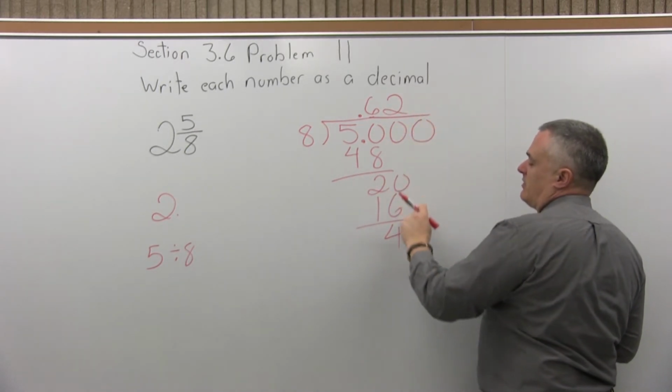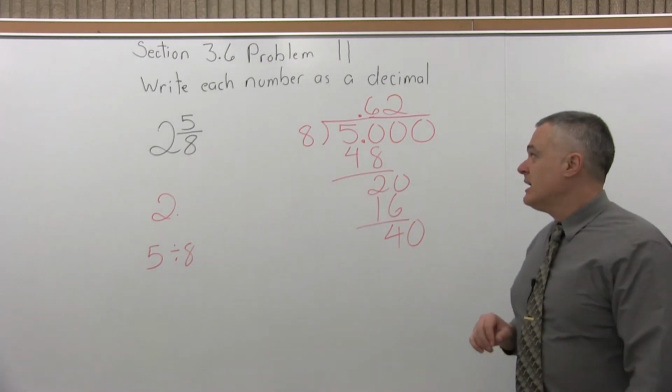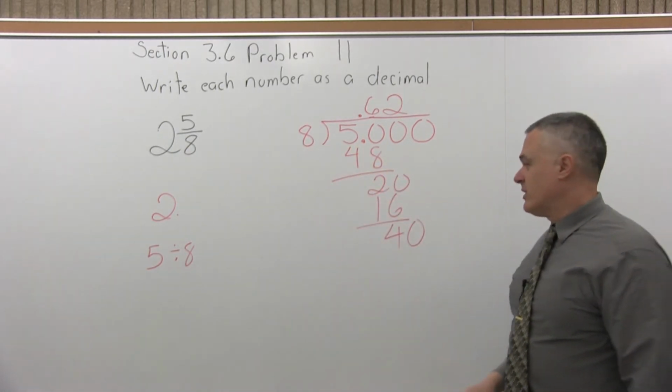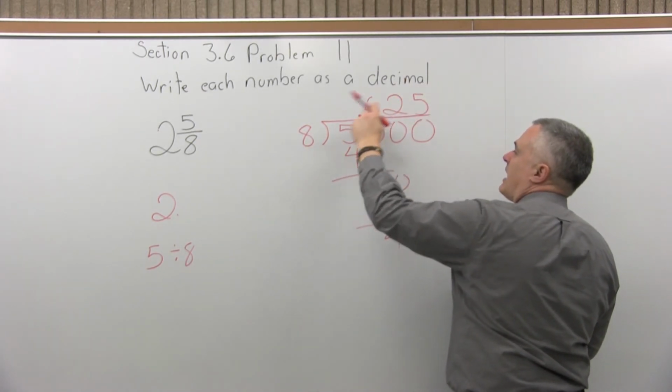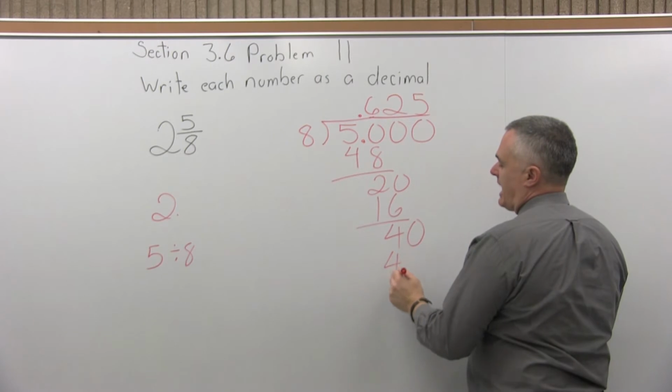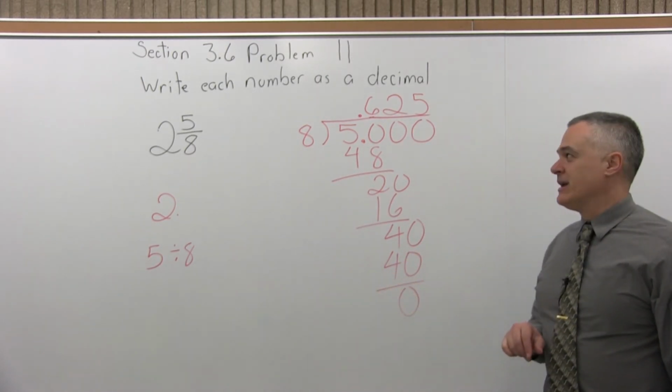Put in another 0, bring it down next to my answer, next to the 4, so it turns into a 40. And now 8 will divide into 40 evenly. It goes in 5 times. So I put a 5 up on top. 5 times 8 is 40. And now when I subtract 40 minus 40, I get a 0. So now it went in.